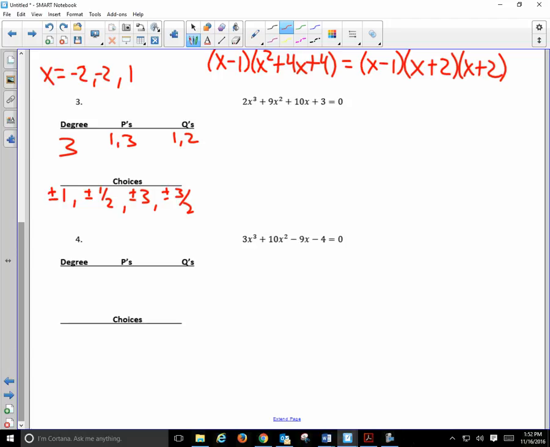Let's plug in 1. I say that's a bad choice. Why? They're all positive. Just think about it. Is a positive number going to work here? It's got to come out to be 0. You need a negative somewhere, don't you? So let's try negative 1. You had negative 2 plus 9 minus 10 plus 3.